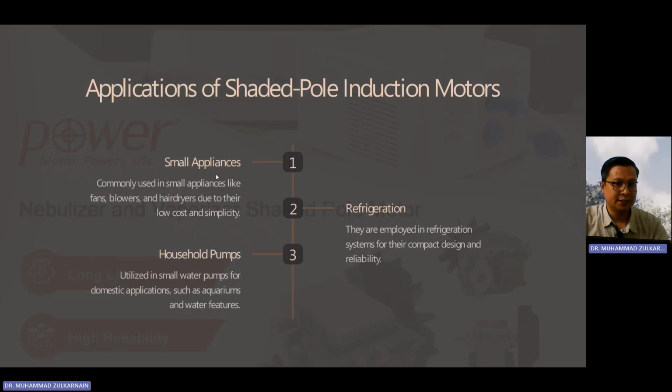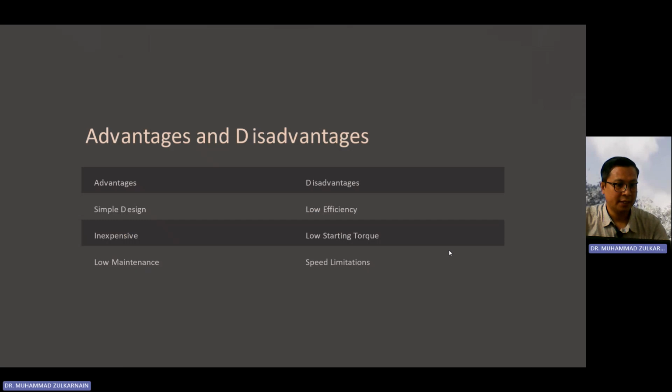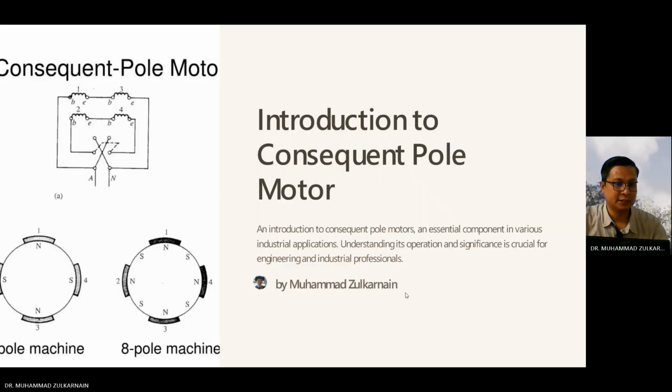And then application of shaded pole induction motor is the small appliance, yeah, and then household pump, and then refrigeration system. And then we go to a part of the advantages. The advantages is simple design, inexpensive, and low maintenance. Disadvantage, low efficiency, low starting torque, and speed limitation. Okay, that's all for the shaded type.